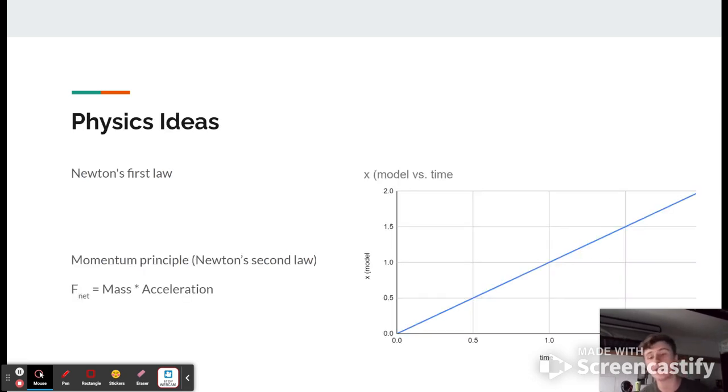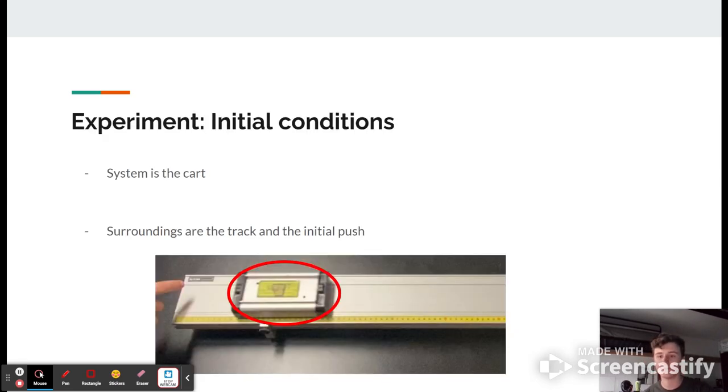Physics ideas, the momentum, or Newton's first law, which I just sort of touched on, depicted by the graph. It's just a one-to-one slope graph, because constant velocity means a linear position versus time graph, like the one you see on your screen. The momentum principle and Newton's second law and how they're related. So F net equals mass times acceleration, and in this case, F net is theoretically 0. More on that a little later.